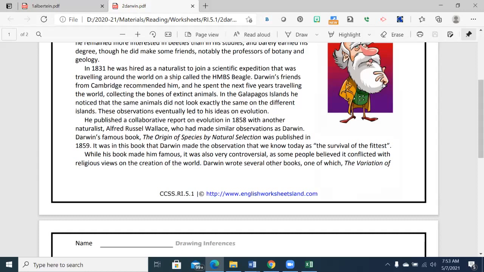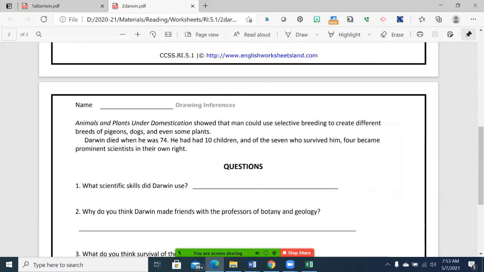Darwin wrote several other books, one of which, The Variation of Animals and Plants Under Domestication, showed that man could use selective breeding to create different breeds of pigeons, dogs, and even some plants. Darwin died when he was 74. He had 10 children, and of the 7 who survived him, 4 became prominent scientists in their own right.